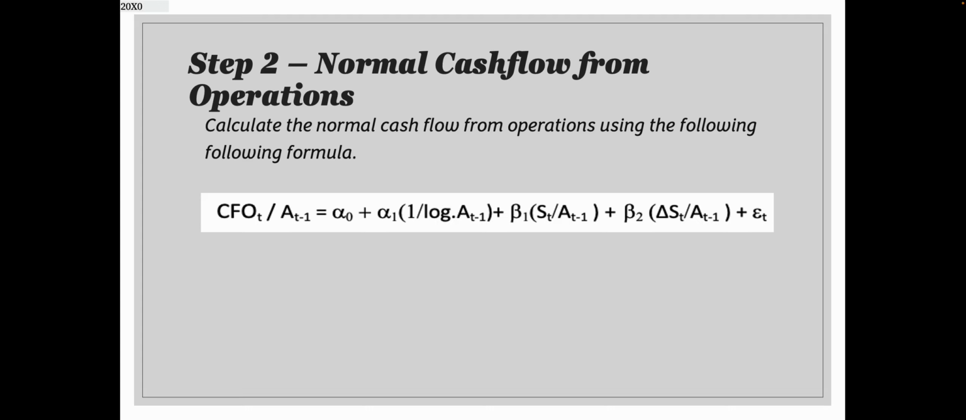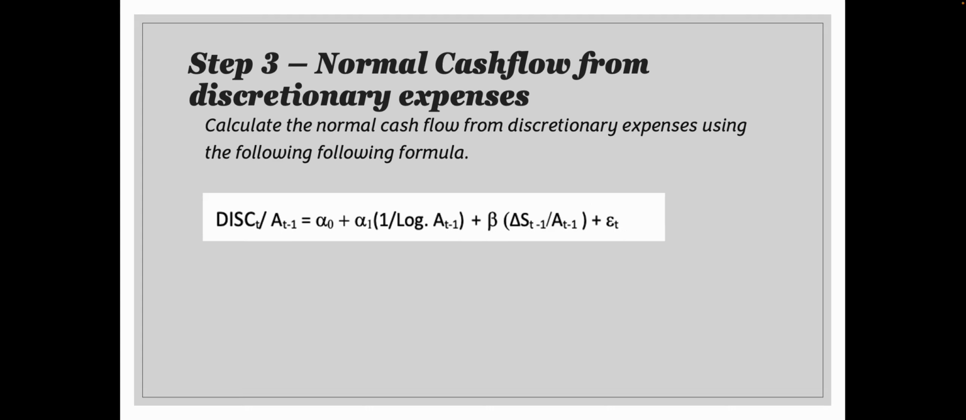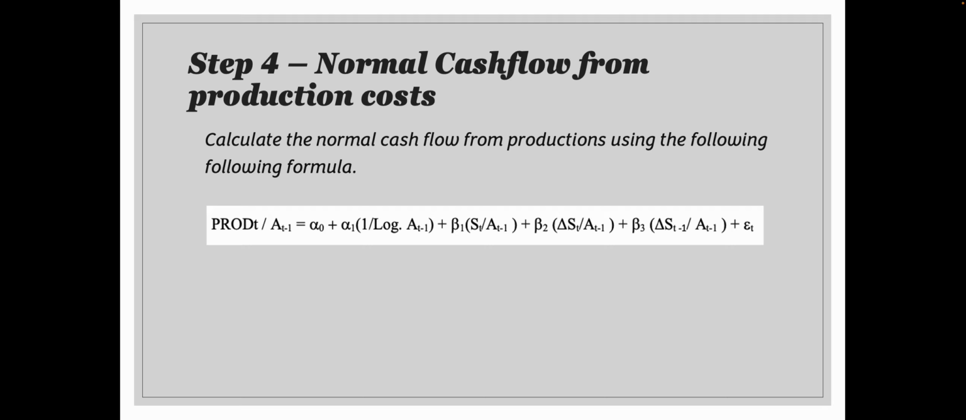Once you have calculated normal cash flow from operations, in step 3 you calculate the cash flow from discretionary expenses. Similarly, discretionary expenses divided by prior year asset, alpha 0, alpha 1, beta, and epsilon. And step 4 is to calculate normal cash flow from production cost, and this is the formula for the production cost. Do not worry, the symbols will be confusing at first, but there is an Excel sheet where you can see all this information.